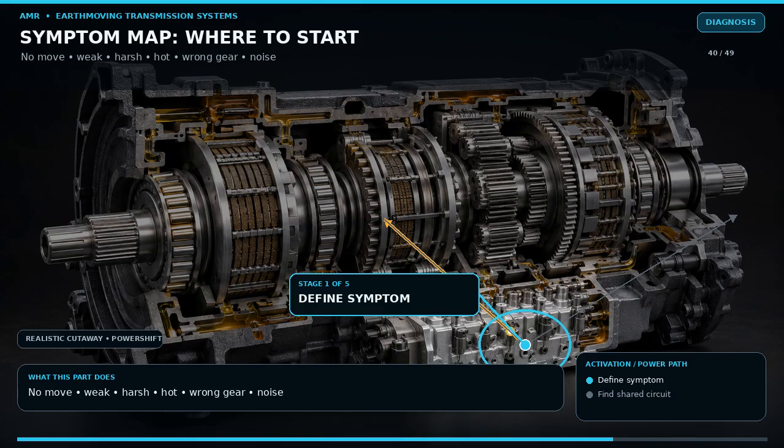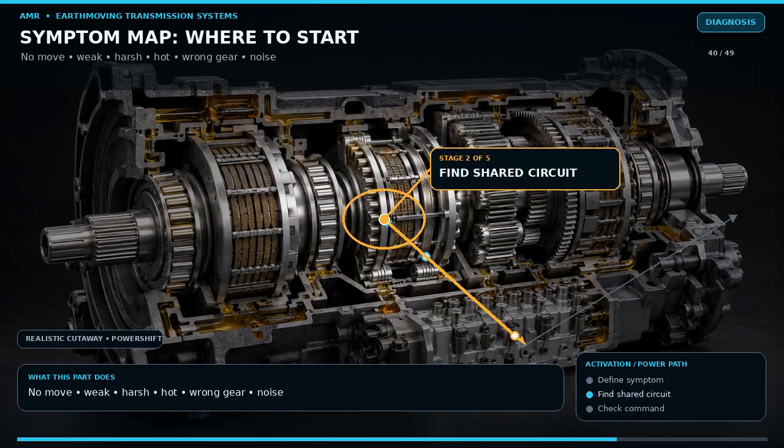Classify the complaint before testing. No movement in any gear points toward an interlock, parking brake, low common pressure, converter or pump supply, broken input, or a common control fault. One missing direction suggests a direction clutch or command circuit. One missing ratio suggests a speed clutch, gear set, or its valve.